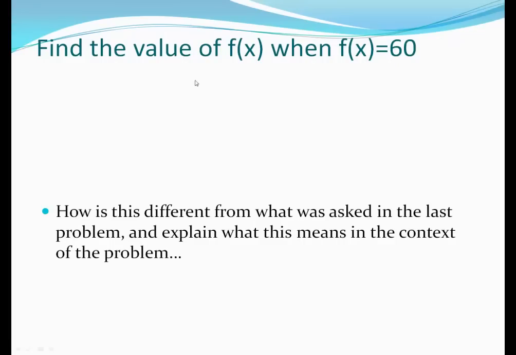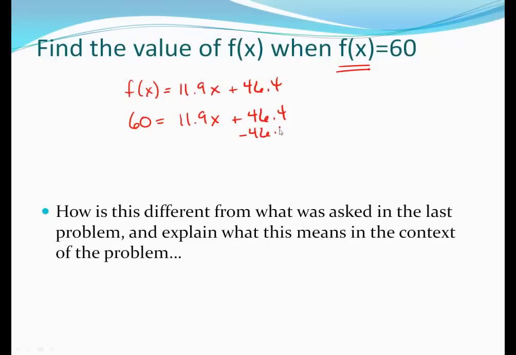All right, now let's say we wanted to find the value of x when f of x equals 60. So now, remember, we're saying f of x equals 60. So now we would turn it around and say, well, 60 equals, because that's the f of x, our original equation, remember? f of x equals 11.9x plus 46.4. So we would turn that around and say, okay, now we've got 60 equals 11.9x plus 46.4. Okay, so we would subtract 46.4 from both sides.